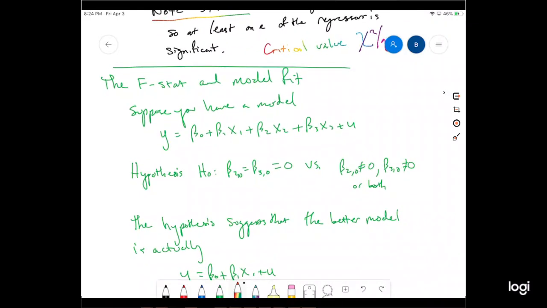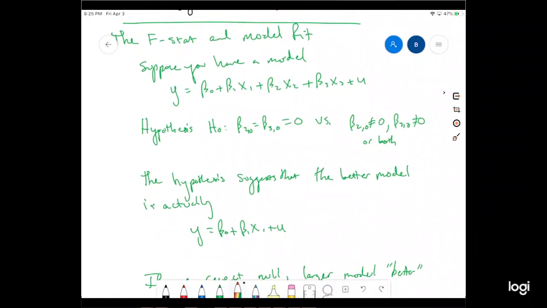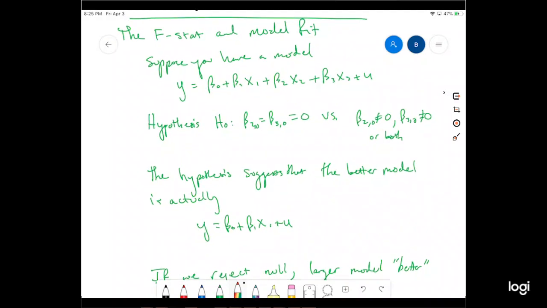Okay, so that's the F-statistic. Now, how else can it be useful? It can be useful to help us determine what's the best model to be working with. Suppose you have a generic model, y equals beta 0 plus beta 1 x1 plus beta 2 x2 plus beta 3 x3. We're going to have a null hypothesis that beta 2 and beta 3 are equal to 0, versus an alternative hypothesis that beta 2 does not equal 0, beta 3 does not equal 0, or both.